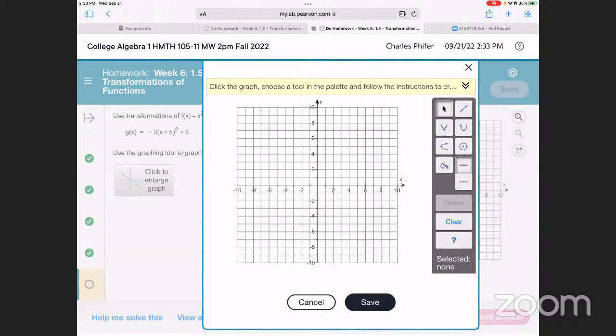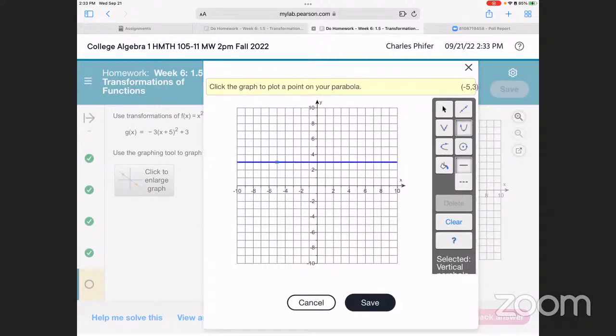Normally the vertex starts at the origin, right? I see we have a +5 on the inside, so the vertex moves to the left by 5, and then we have a +3 on the outside, so it goes up by 3. If I click on my parabola tool, go left 5 and up 3, I think we're here, right? Then for a second point, I'm going to go to the right by 1.